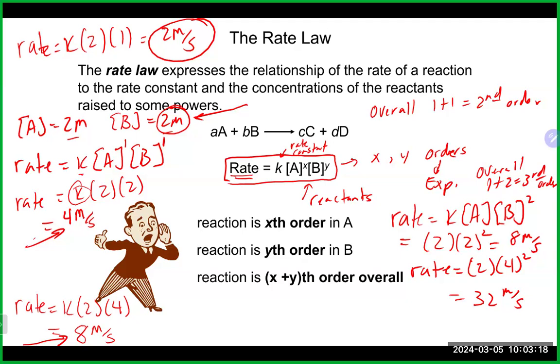If I doubled the concentration of A in this case, but kept B the same, we would have 4 times 2 squared. That would give me 16 molar per second. My rate went up, right? But it only went up by a factor of 2. So in this case, the one that has a greater effect on the rate is which concentration? B, right? B is definitely the one that has the bigger effect on the rate. When you play with B, it will have a bigger effect because it is second order. So these are what the orders do.